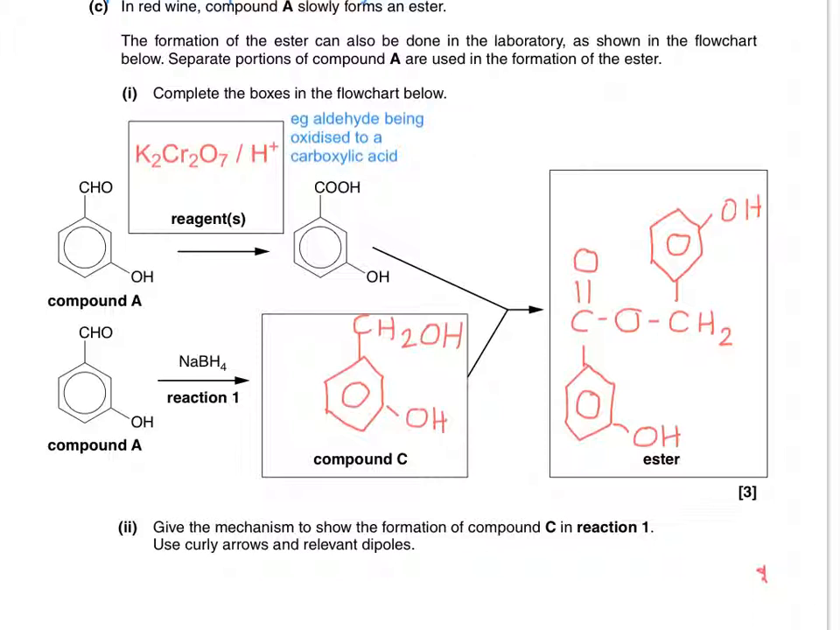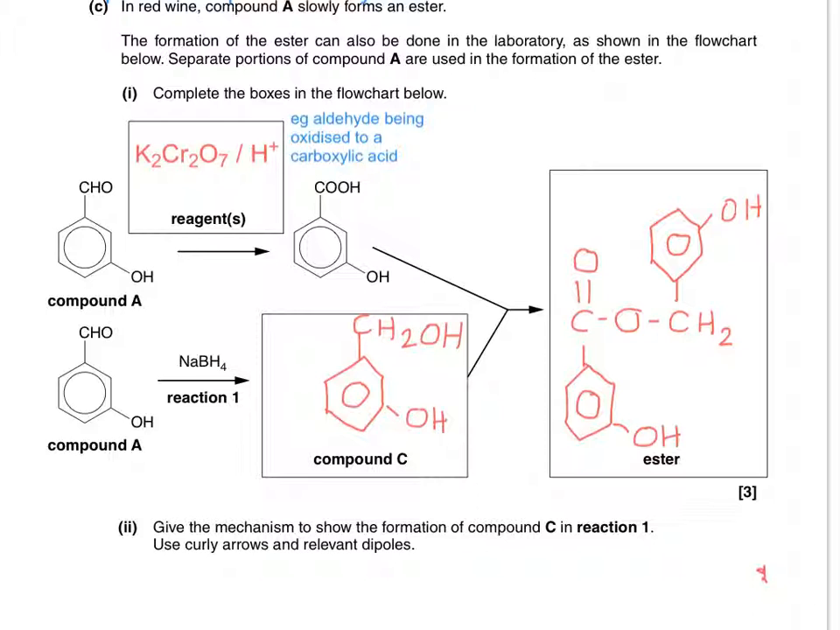that. Now obviously, as OCR always say, you can use a combination of styles of formulae, so structural, skeletal, etc. But provided there's no ambiguity and it's clear what you're trying to say the structure is, you'll get the marks. If there's ambiguity or confusion, in other words, could it be misconstrued or misunderstood as another chemical, then you're in trouble and you won't get the mark. So that would be the guidance to follow.